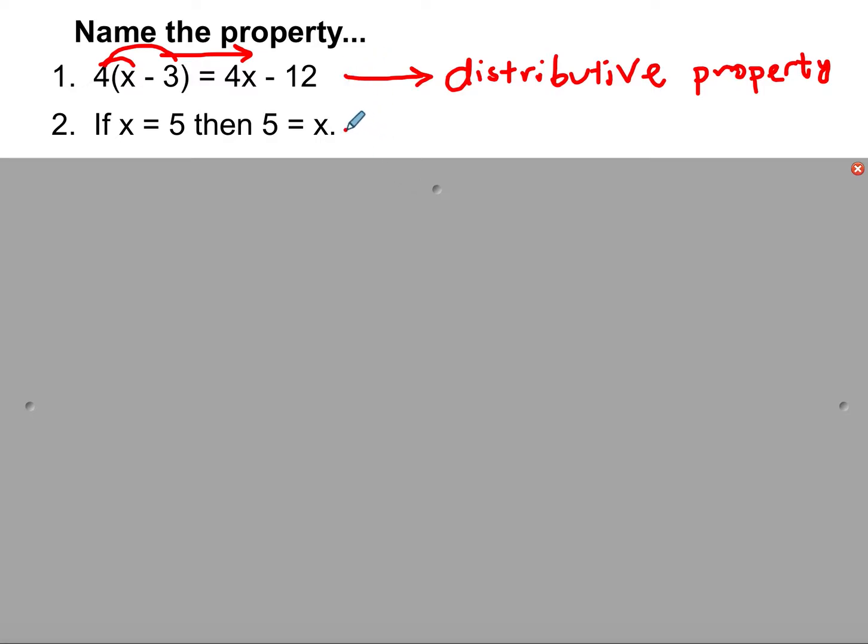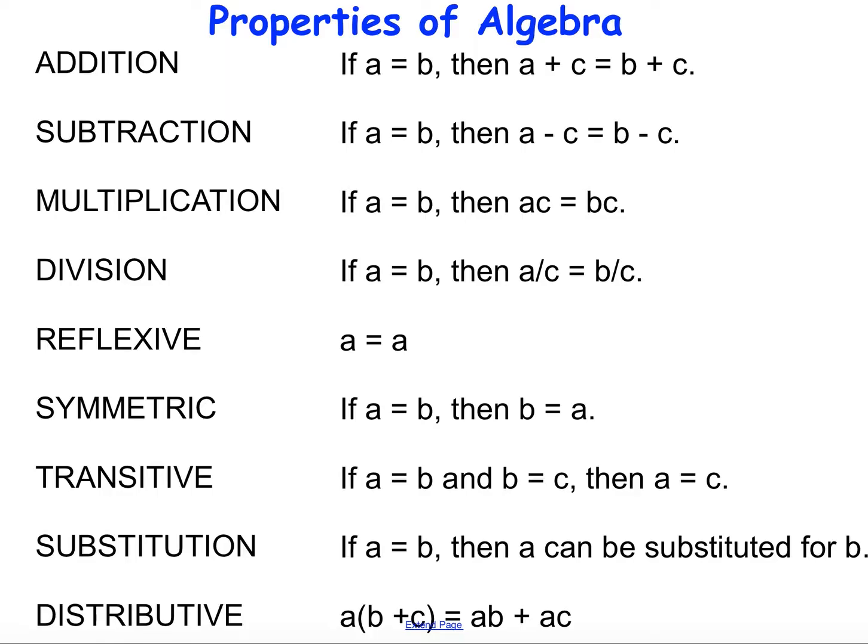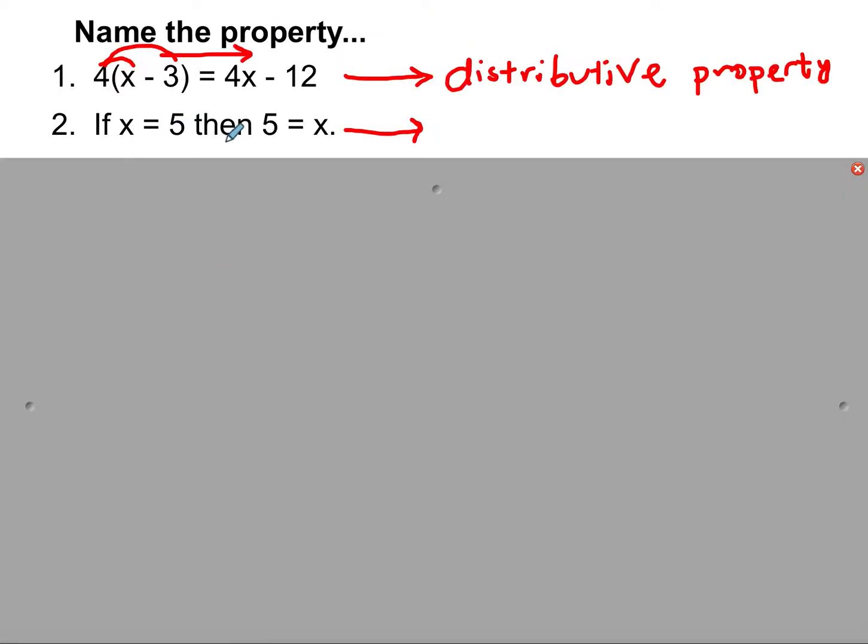Okay, so if x equals 5, then 5 equals x. Okay, what property is this representing? Well, if we go back to our list of properties of algebra and we just look through, that's the property that says it doesn't matter what order we write equality. So that's the symmetric property. So if x equals 5, then 5 equals x. Those two statements mean the same thing. So this would be, as I just said, the symmetric property.